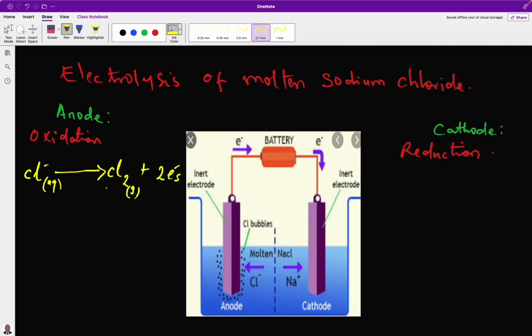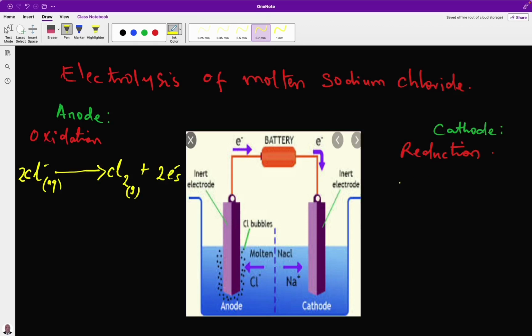To balance the chloride with the chlorine. So chlorine gas is released at the anode. Meanwhile, at the cathode, what is happening? There is sodium that is deposited there.